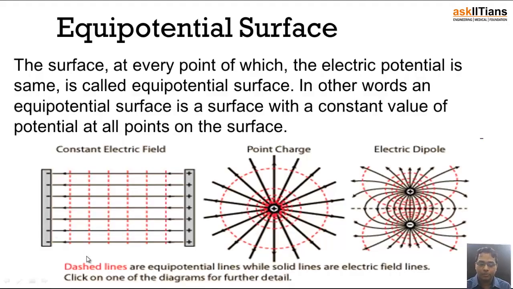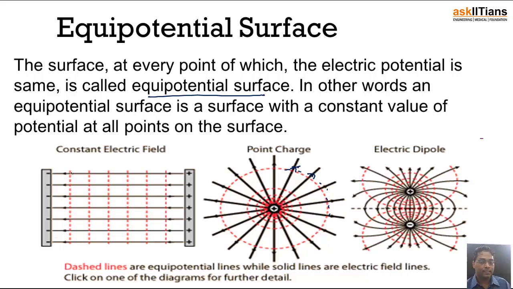What basically is an equipotential surface? The surface at every point of which the electric potential remains the same is what is known as an equipotential surface. Okay, so this is how we define an equipotential surface. If we talk about this particular surface, here this is an equipotential surface. The reason being, all the electric field lines are pointing outwards, and they have the same value because they are at the same distance from the center. Right, so that is what an equipotential surface is.